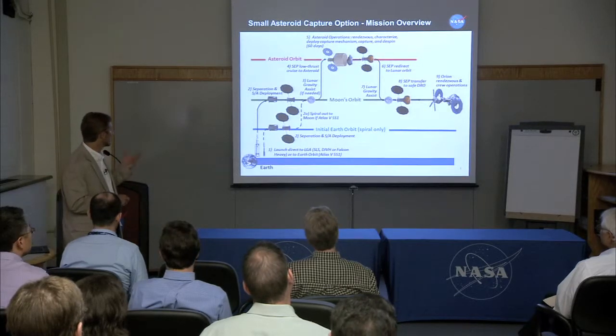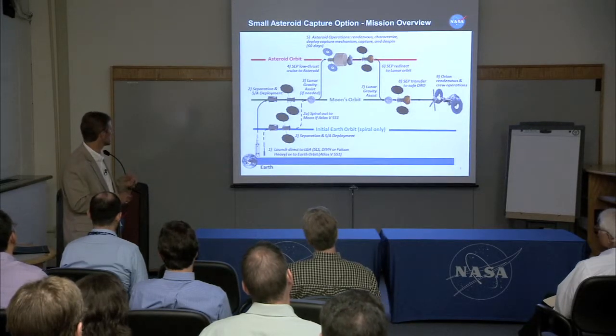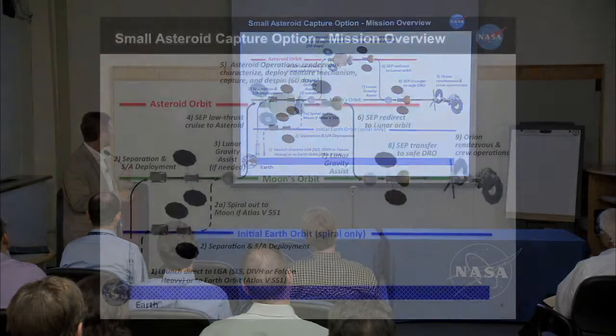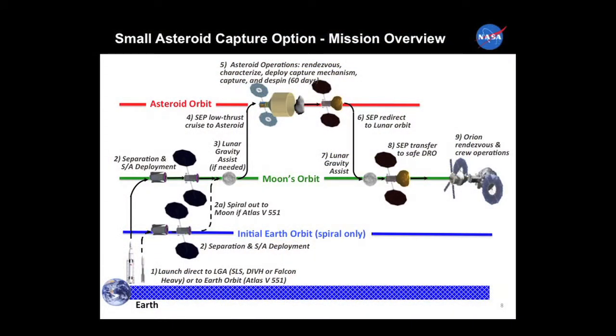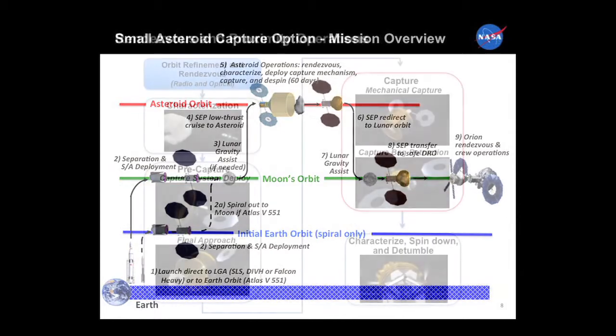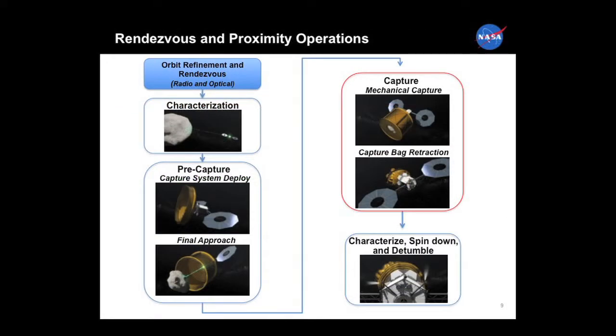I'm going to skip a little bit ahead here. This is basically just the mission profile. You're going to kind of see that in the animation I'm going to show in a little bit, but basically we go out to either a spiral or a direct injection. You go out to the asteroid, you capture it or the boulder, and you bring it back. And again, there's some characterization done.